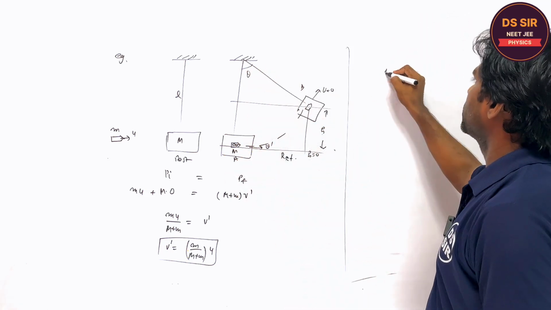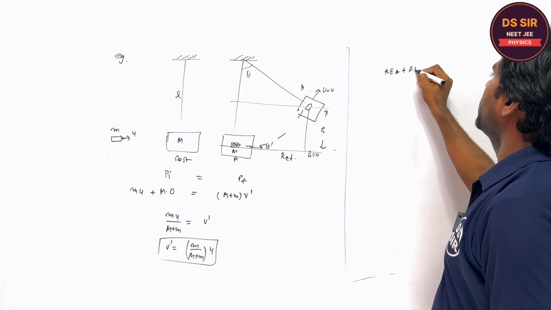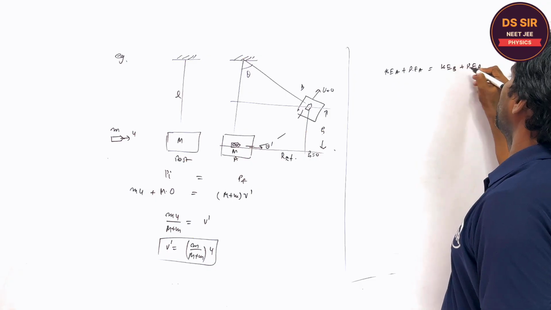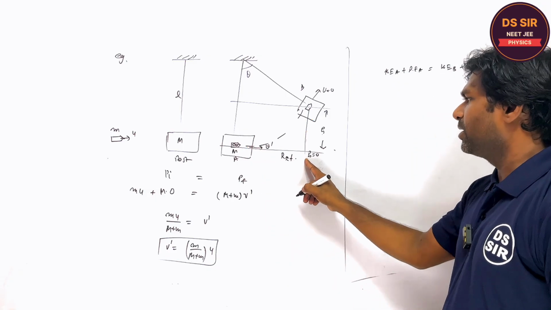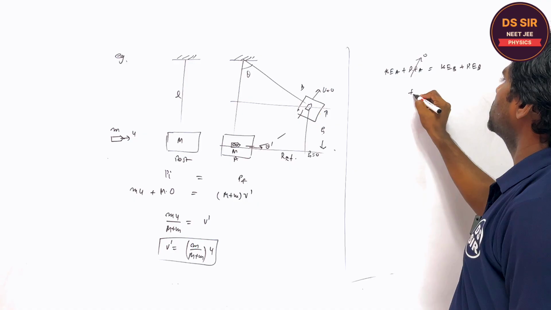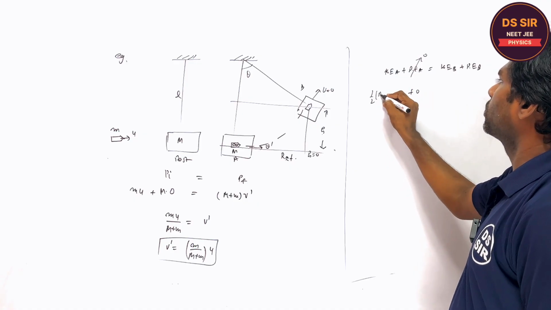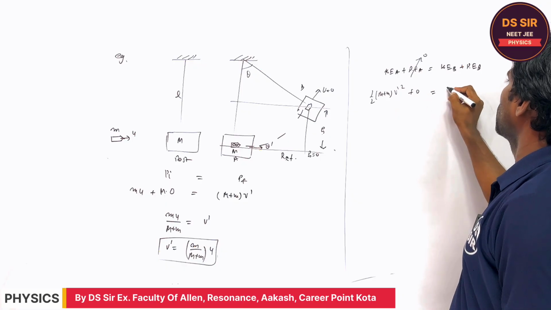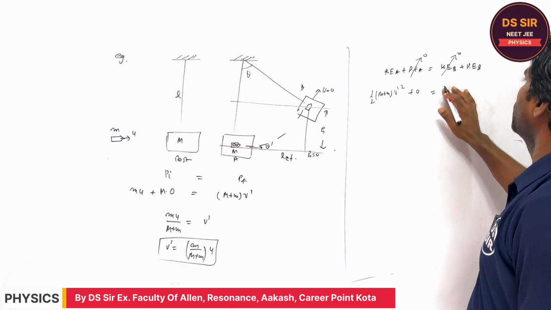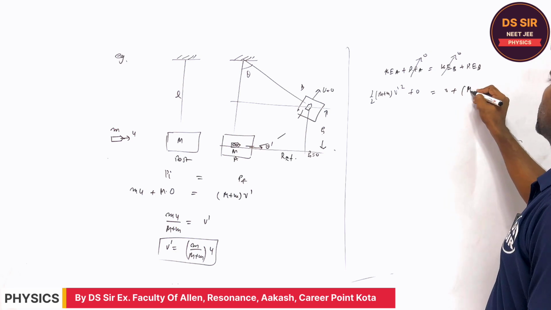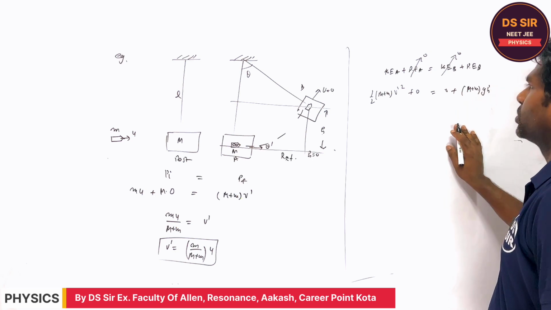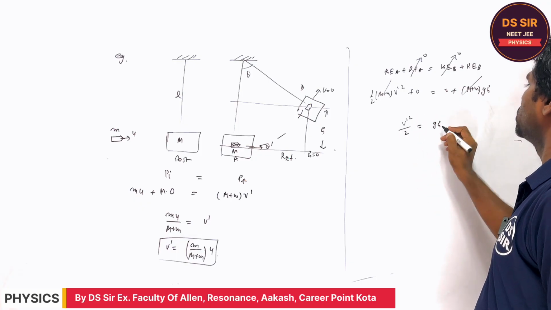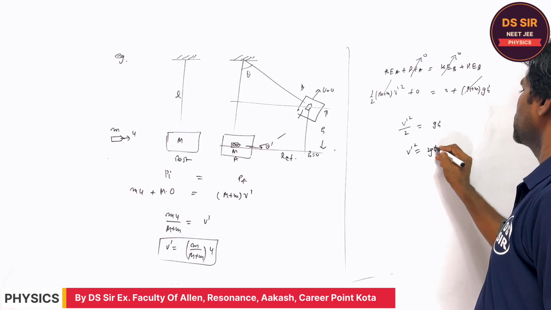So kinetic energy at A plus potential energy at A is equal to kinetic energy at B plus potential energy at B. We can apply conservation of mechanical energy. Here h is 0, so the initial potential energy I can assume to be 0. This is the initial kinetic energy, which is equal to the final kinetic energy, which becomes 0, plus the potential energy, which is M plus m into g into h. The M plus m will cancel out. V dash square by 2 is equal to gh. V dash square is equal to 2gh, right?